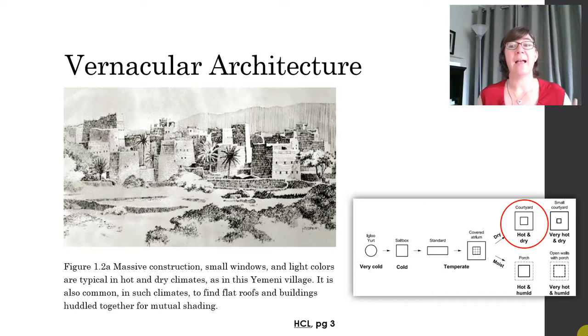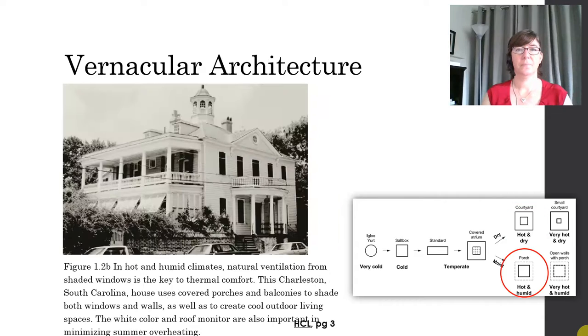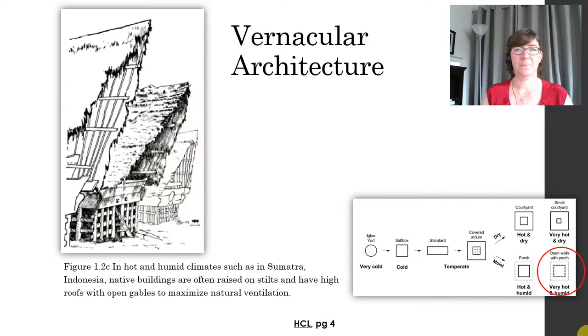So starting with a hot and dry climate, we see this example of massive construction, small windows, light colors. In a hot and humid climate, remember we want to catch those breezes, so natural ventilation, shaded windows is seen here in Charleston, South Carolina. Moving to the very hot and humid, here we have a building raised up on stilts, high roofs, open gables, and absolutely maximum natural ventilation. They really, really want to catch the wind.